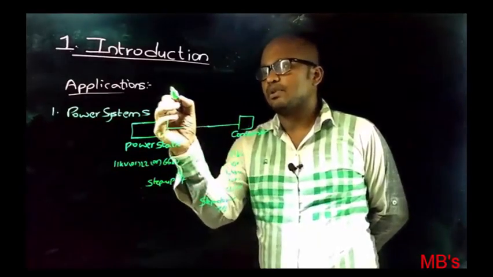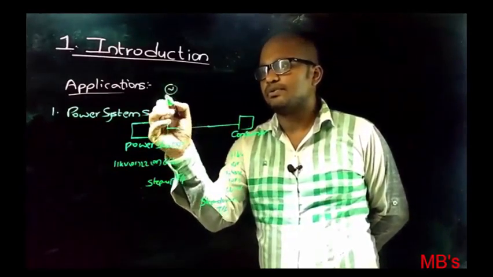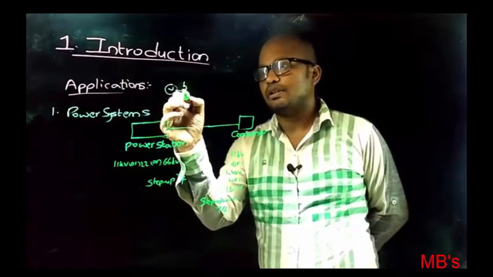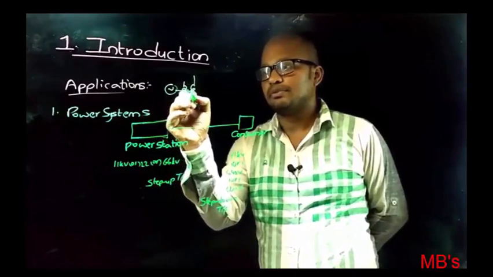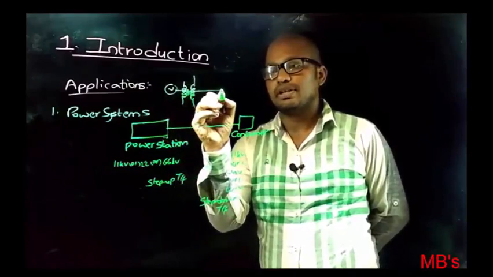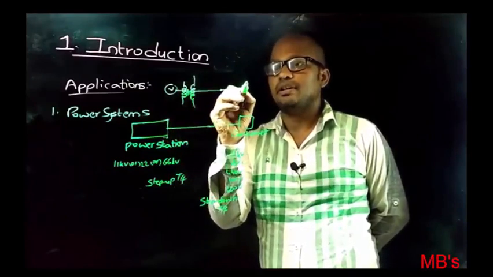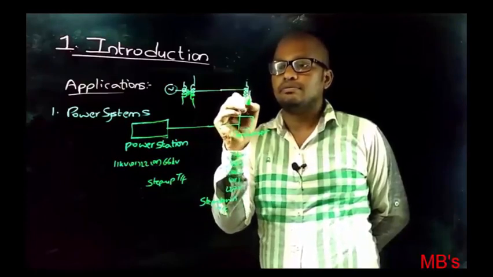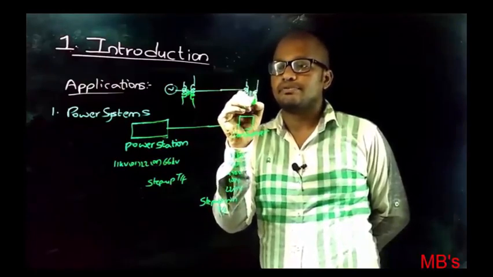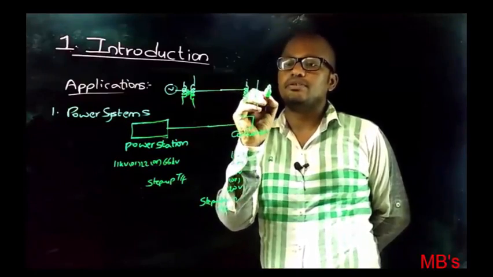Therefore, power system now can be represented like this. Let us suppose this is the power station, and then this is the step up transformer, and this is the transmission line, and this is the distribution line, and now this is the step down transformer, and this is the consumer terminal.